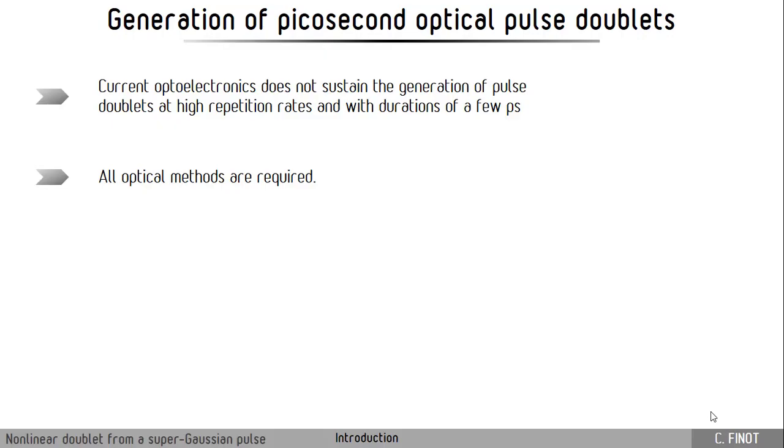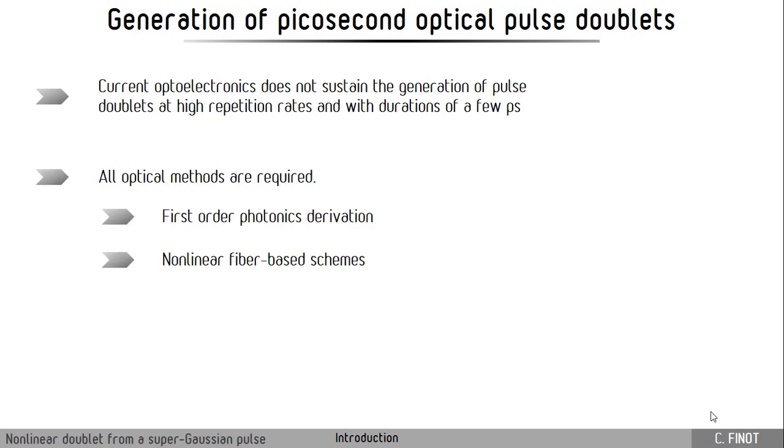This work has been achieved at the Laboratoire Interdisciplinaire Carnot-Bourgogne at the University of Bourgogne-Franche-Comté in Dijon in France. So when you want to generate pulses with picosecond duration, then you will have to face the limits of the current optoelectronic bandwidth, and you will have to use all-optical methods. You can use linear methods such as first-order photonics differentiation. It can work quite well.